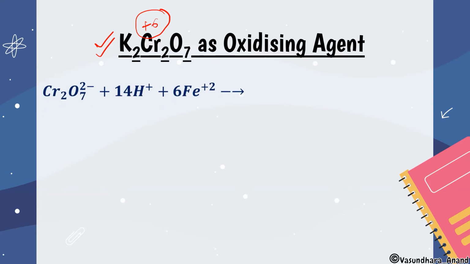This is dichromate Cr2O7 minus 2 plus 14H plus 6 Fe plus 2. Can you tell me what will be the product? Chromium in dichromate is here as an oxidizing agent at +6, so it will go to the stable +3 state. So obviously the chromium is going to convert into the +3 state. And iron is going to be oxidized. So it is Fe plus 2. So what will it do? Fe plus 3 will be formed.